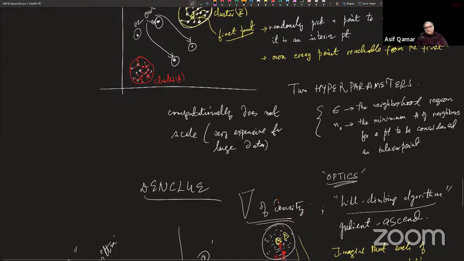But the most significant limitation of DBScan is that it doesn't scale very well with large data sets.